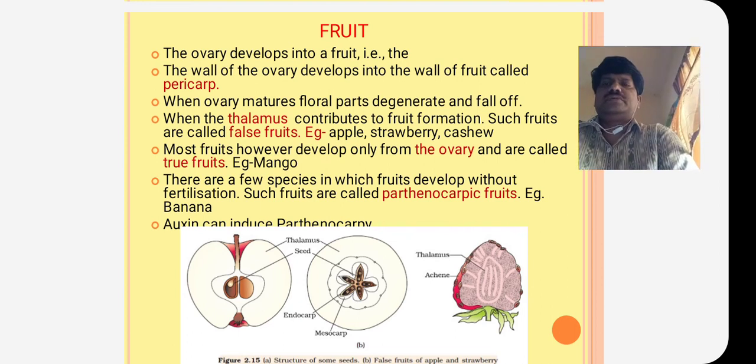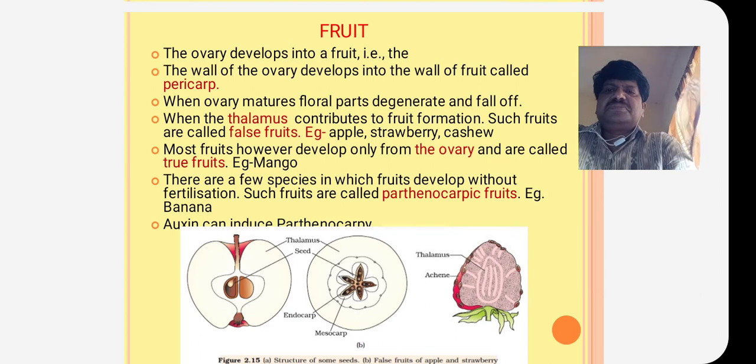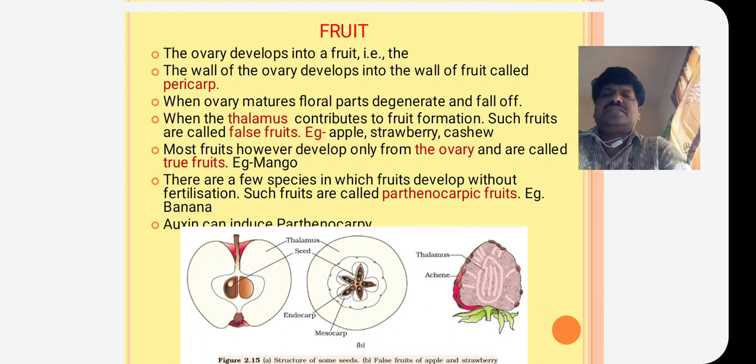So you can see the figure here in the case of this apple, in the case of your strawberry. So you can simply see the false fruits. So these fruits are generally developed directly from the thalamus.